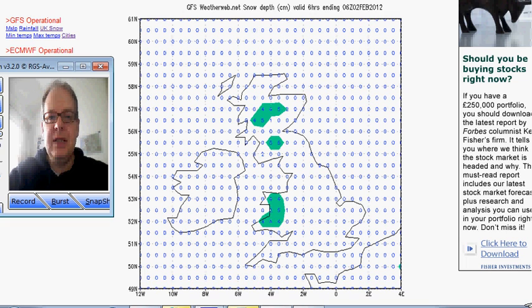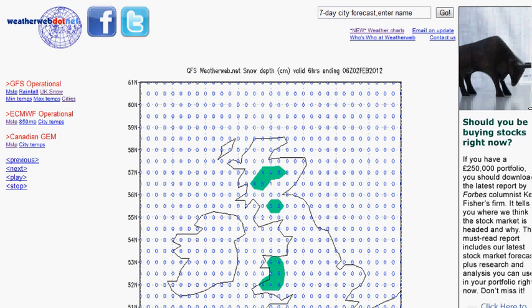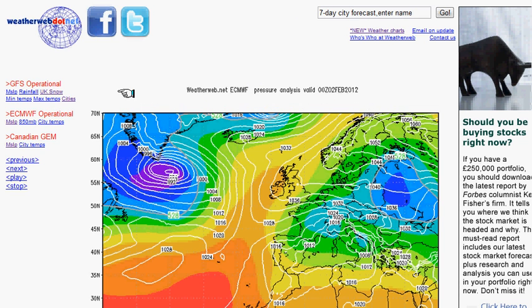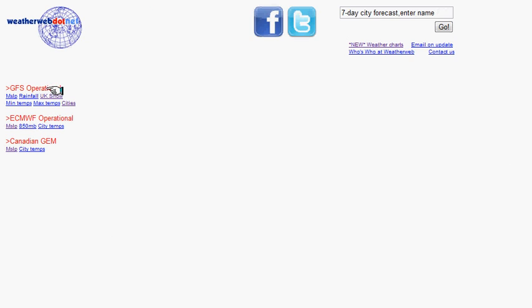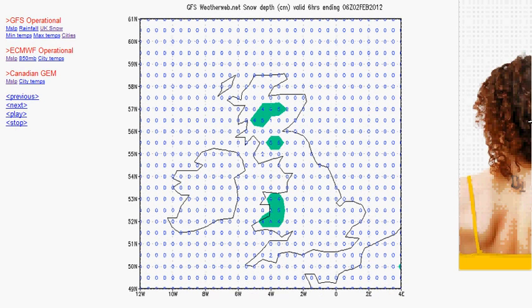Okay, so as I say, you're going to be hearing lots and lots about snow. I've added some snow charts to the weather website now, and where you're watching at the moment, if you go to the top of the page, click on weather charts, and then have a look down the left hand side here, you'll see under GFS operational UK snow. Click on that and here we have the snow forecast in 6-hour steps.